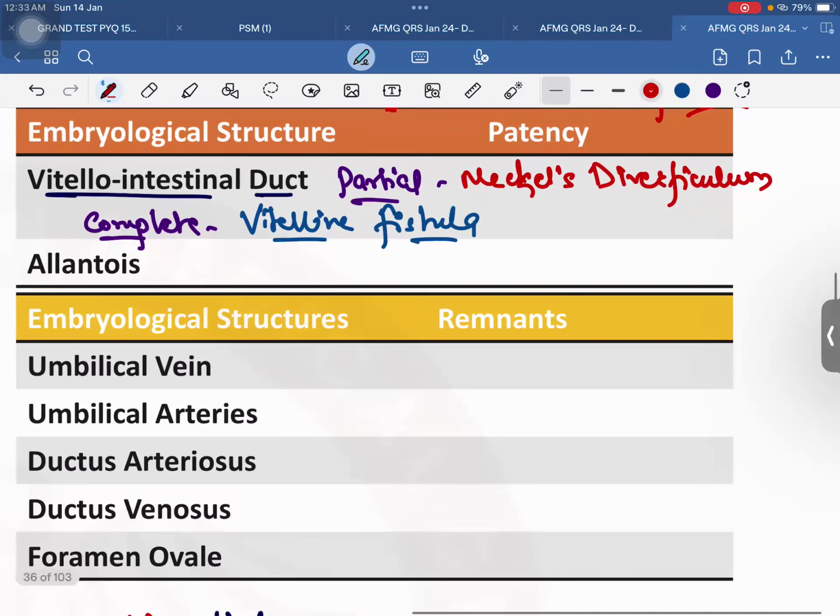Allantois, please remember that the remnant of the allantois is known as the urachus. If it remains completely open, definitely urine is going to pass via the umbilicus, and that leads to formation of a urachus fistula. No issues with this, anybody? That has to be remembered.